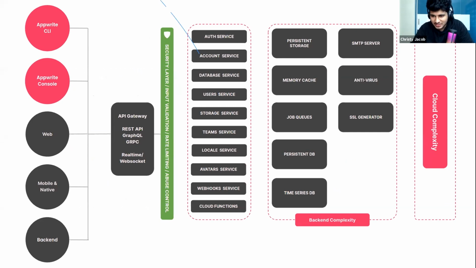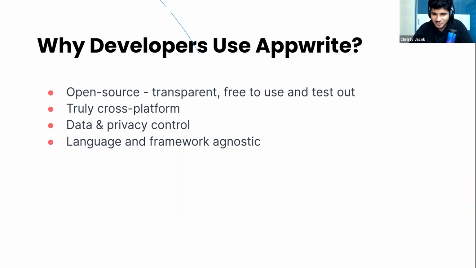If you look towards the right, you can see all the persistent storage, the memcache stuff like Redis, job queues, persistent databases like MariaDB, time series databases for all your logs and stats, SMTP, antivirus, and SSL. So these are all things which may seem easy. There are a lot of third-party libraries to do it, but getting it all together and getting it to work will definitely take a lot of time. And doing it over and over again for every project of yours just takes up a lot of your valuable time, which you could otherwise spend innovating. So that's where Appwrite takes care of all of that.